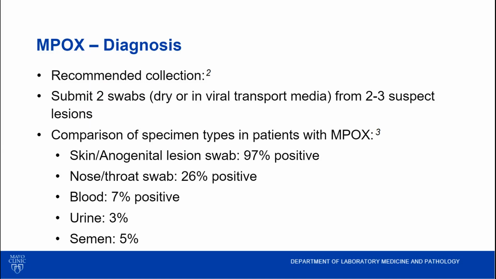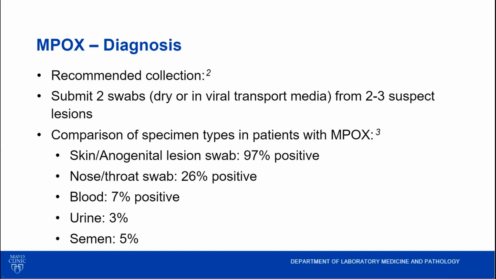So why would we want to collect swabs from several different lesions? And it's because patients may present with lesions that appear differently. Some of the lesions may not be due to MPOX virus, whereas others might. And so getting a collection from at least 2 to 3 different lesions increases our probability of detecting an individual who's infected with MPOX virus.